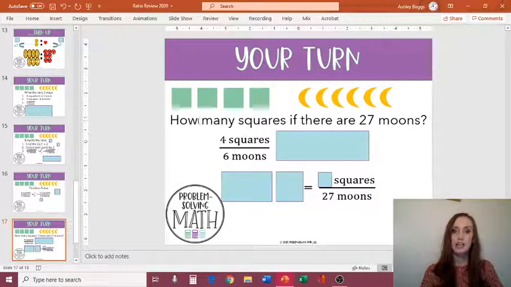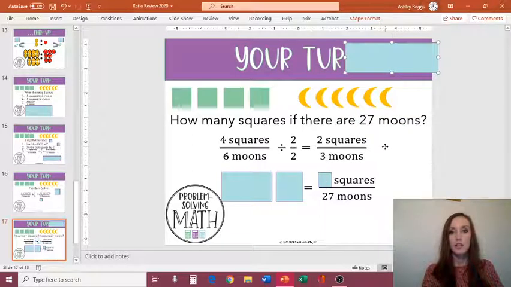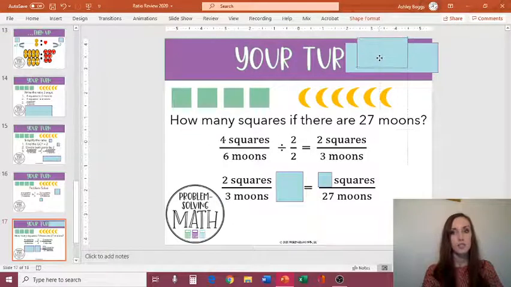Next, it asks us how many squares if there are 27 moons. Is there an easy way to go from 6 moons to 27 moons? I don't think so. So we're going to use the 2-step process we did earlier. First, by simplifying our ratio using the GCF, which means we're dividing both parts by 2 in this case. When we divide both parts by 2, we're given the simplified ratio, 2 squares to 3 moons. Now we're going to use that simplified ratio to scale up to get 27 moons.